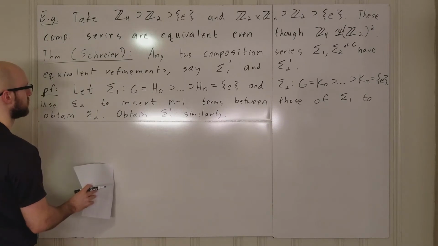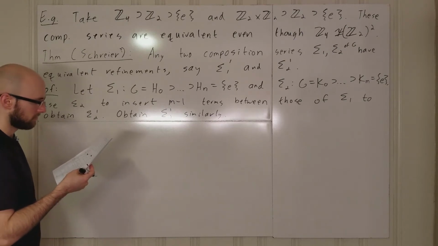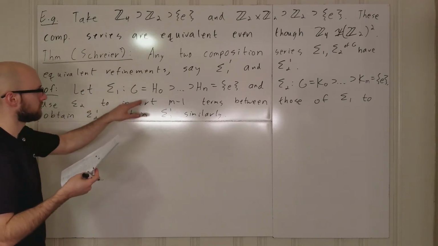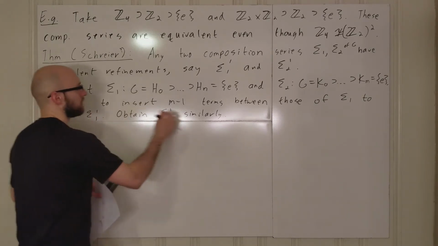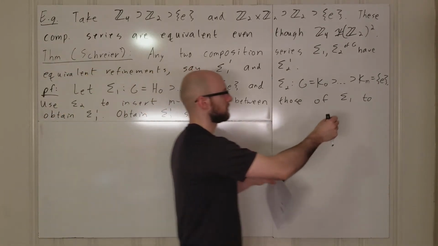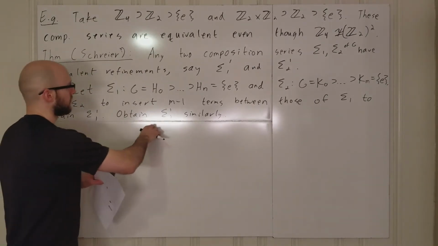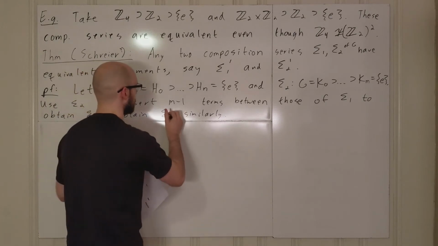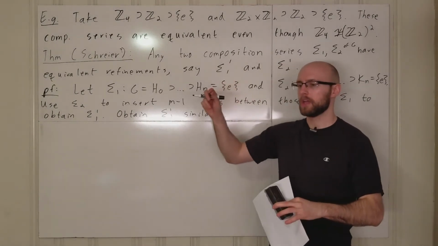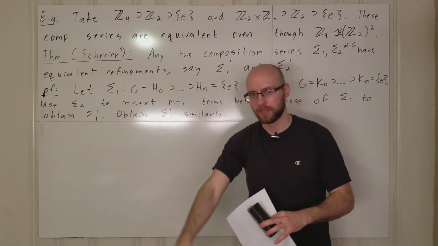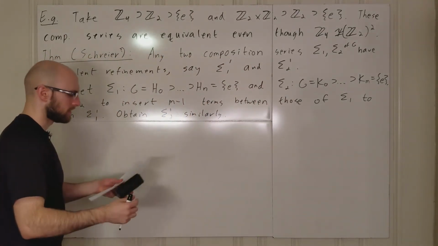No. Right? Use sigma 2 to obtain, no, this should be sigma 1 prime. So we start with sigma 1, and we use sigma 2 to insert terms between those in sigma 1 to get sigma 1 prime, which is obviously going to be finer. And then obtain sigma 2 prime similarly, meaning that you start with sigma 2, and then for each inclusion in sigma 2, you insert n minus 1 terms in the middle there using sigma 1. And I'm going to go into detail on how to do that.